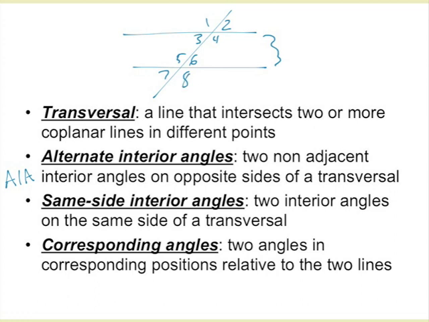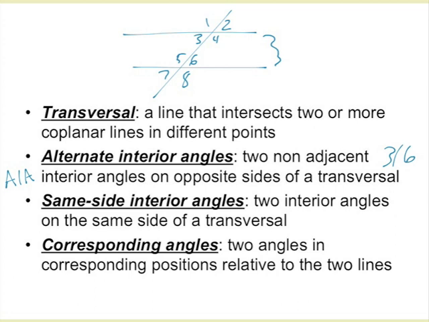So locating some AIAs in here, alternate interior, I need them to not be right next to each other. I need them to be inside of the pair of lines. And I need them to be on opposite sides of that line that's cutting across. So one example would be angle 3 and angle 6. 3 and 6 are not right next to each other. They're on opposite sides, and they're in the middle of those two lines.